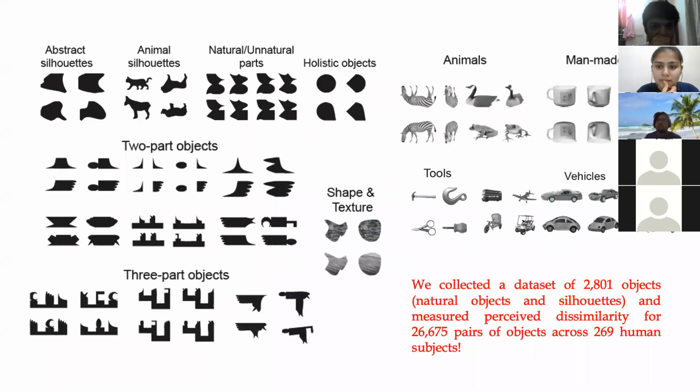So in order to make large-scale comparisons between human perception and machine vision models, we collected a large data set of about 2,800 objects and measured perceived dissimilarity for around 26,000 pairs of these objects across 269 human participants. The objects included simple and abstract silhouettes, like I'm showing you here, and also complex grayscale natural objects. So we had a gamut of objects that we considered here so that we can explore all the fine-grained differences between human perception and computer vision models.